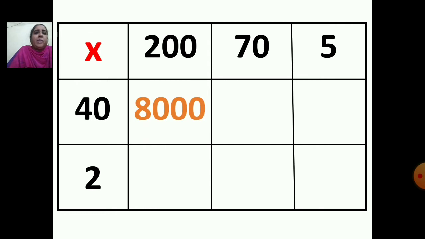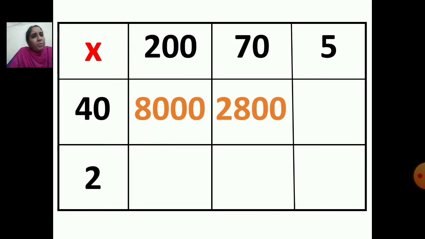So you will set the table of 7. 7 ones are 7, 7 twos are 14, 7 threes are 21, 7 fours are 28. After 28 you will put 2 zeros. So what will be your answer, children? Yes, 2,800. Now we will multiply 5 by 40.